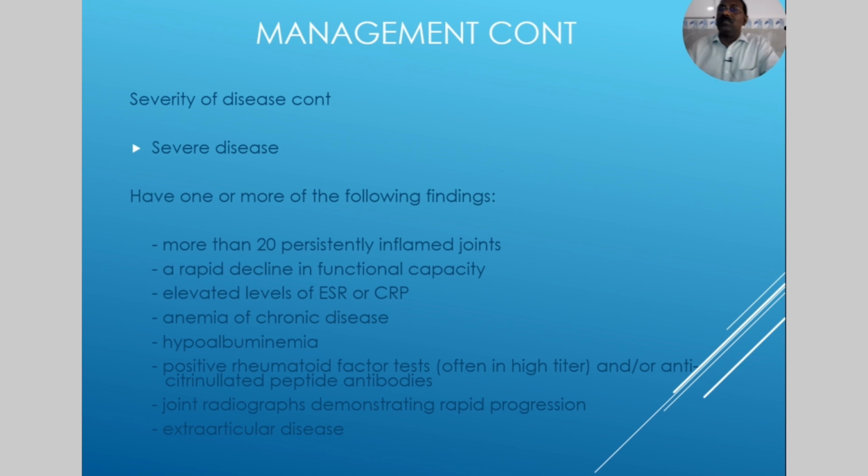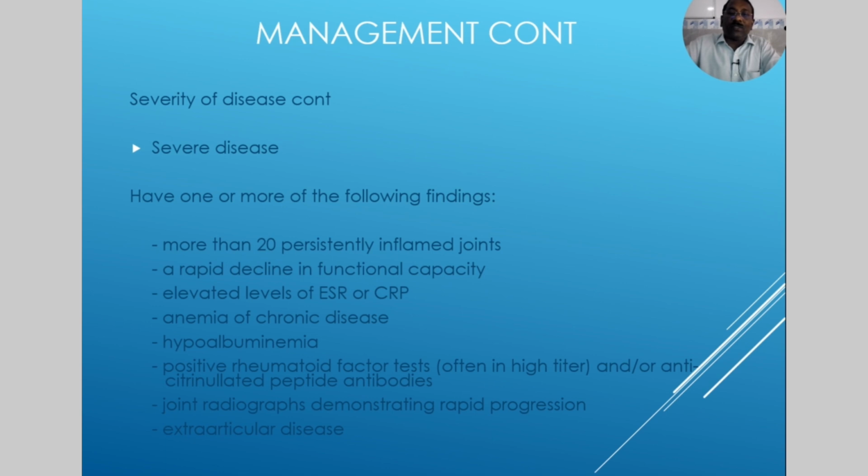Elevated levels of ESR and CRP. Anemia of chronic disease. So this is very important. Not only the anemia, but hypoalbuminemia. So anemia and hypoalbuminemia say that the disease is very severe. When the patient has deformities, disabilities or functional disturbances, definitely you check the protein levels also, the serum proteins. So if the serum protein shows hypoalbuminemia, that means the disease is very severe.